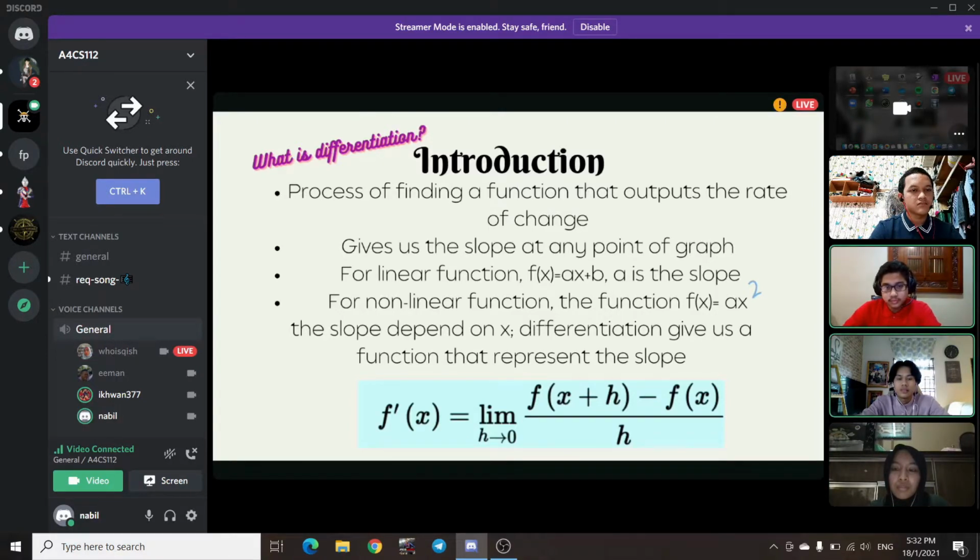For a linear function, f(x) equals ax plus b, a is the slope. For a non-linear function, such as f(x) equals ax squared, the slope depends on x. Differentiation gives us a function that represents the slope. This is the formula of the introduction of differentiation.